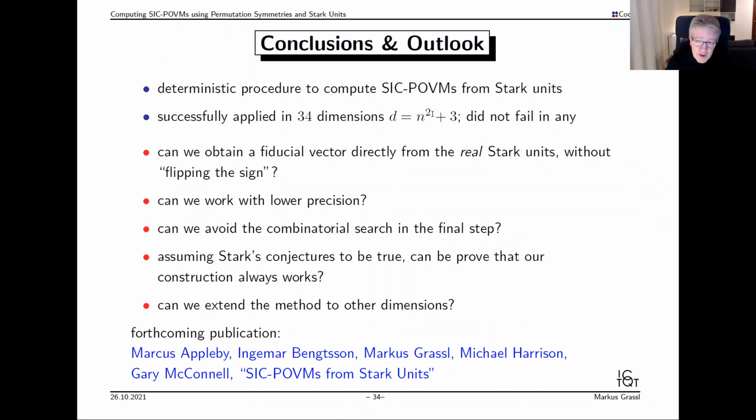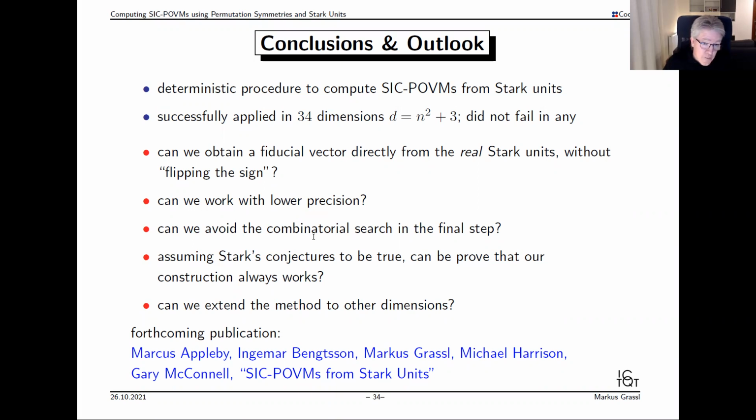The big question now is, can we avoid flipping the sign and just work with the real Stark units, as Jean, Steve, and Markus did with their ghost fiducial vectors? That might also allow us to work with lower precisions, saving the 60 years of CPU time just to calculate the minimal polynomial of the Stark units. There's also the question, can we avoid this combinatorial search in the end, which is getting more complicated when we have composite numbers, which gives rise to more subfields and more Stark units.